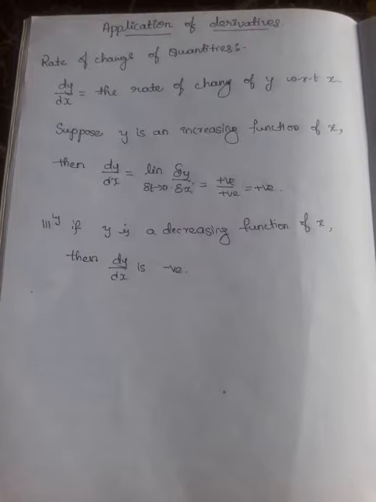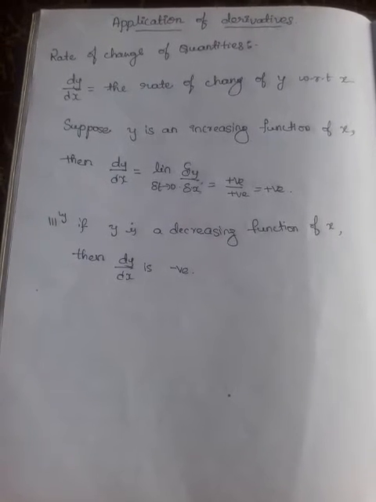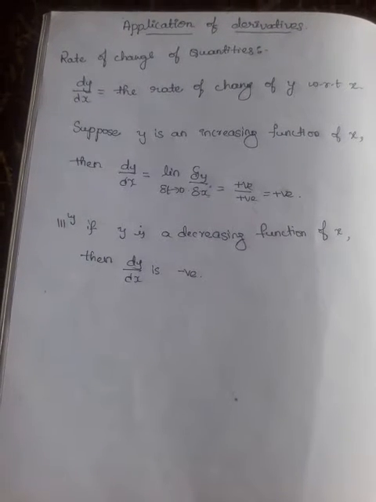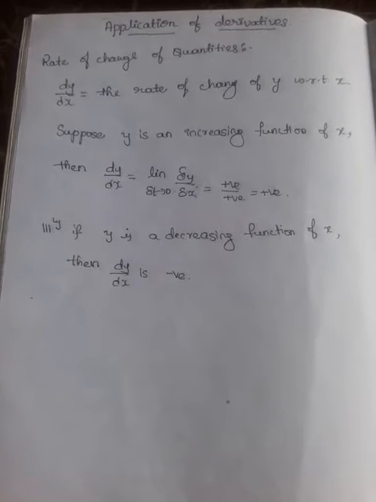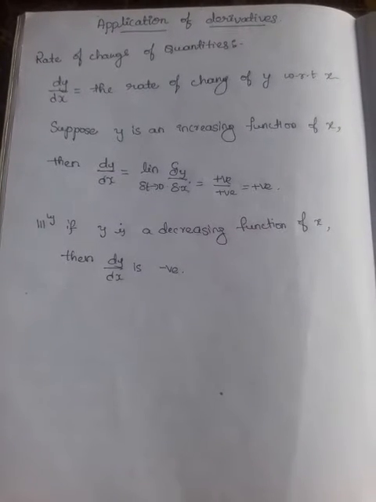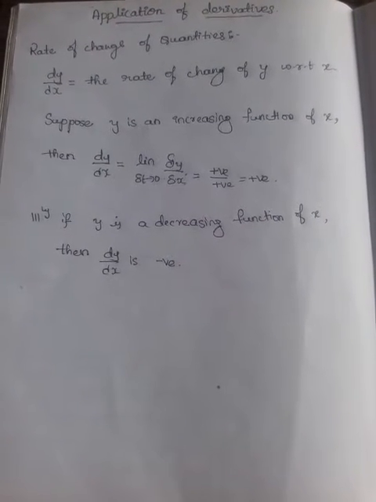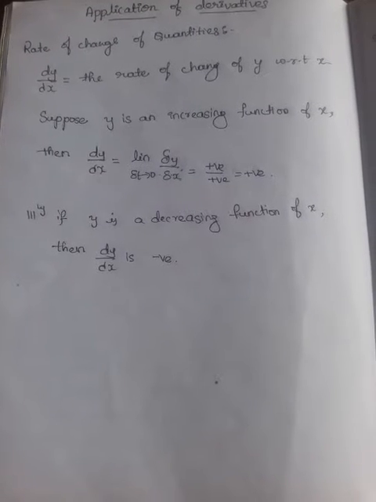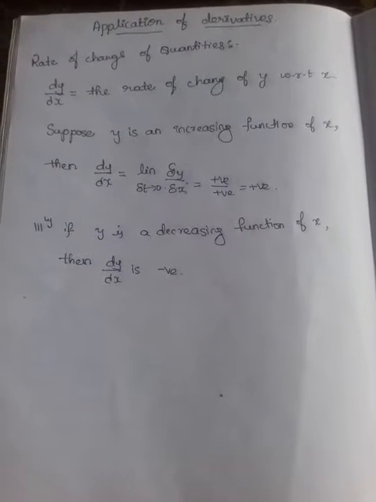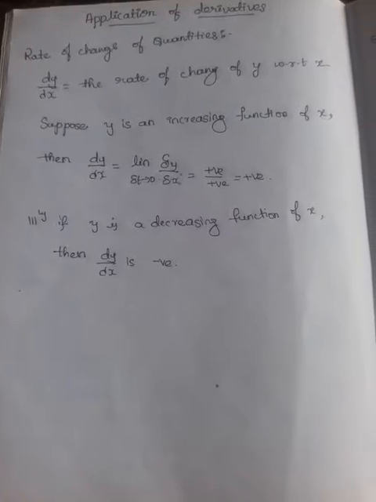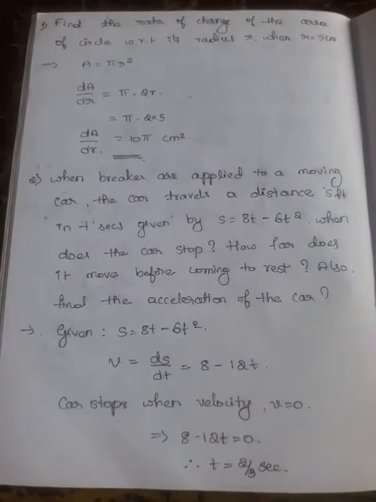For example, if the area A of a circle is decreasing at the rate of 6 square feet per second, then dA by dt is equal to minus 6 square feet per second. While after taking a derivative, if the area is decreasing, then the derivative becomes negative. Let us discuss some problems based on that.